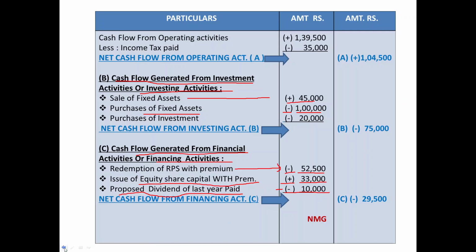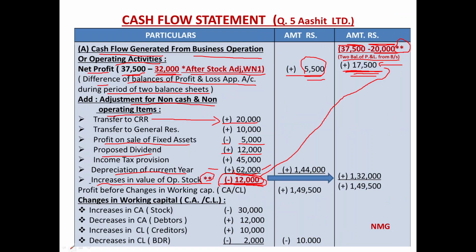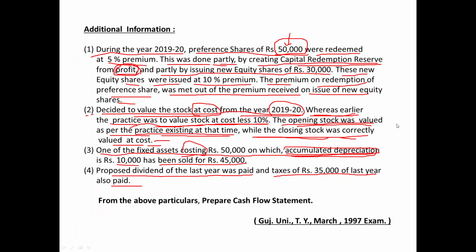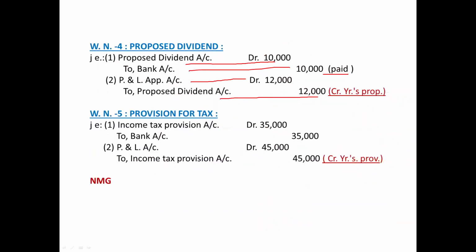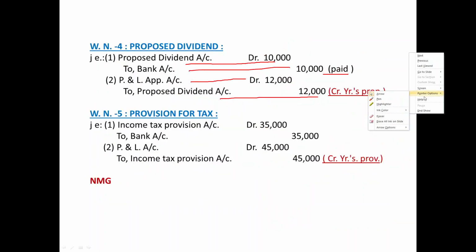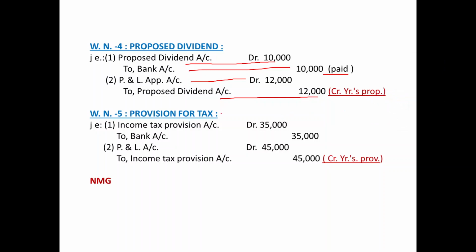Now another point given in the question, additional information, point number 4 related with income tax. Have a look. Taxes of rupees 35,000 of last year also paid. Let us give a small working note for income tax related transaction. Last working note number 5, provision for tax. Income tax provision account debited 35,000 to bank account credited 35,000 paid in the current year.